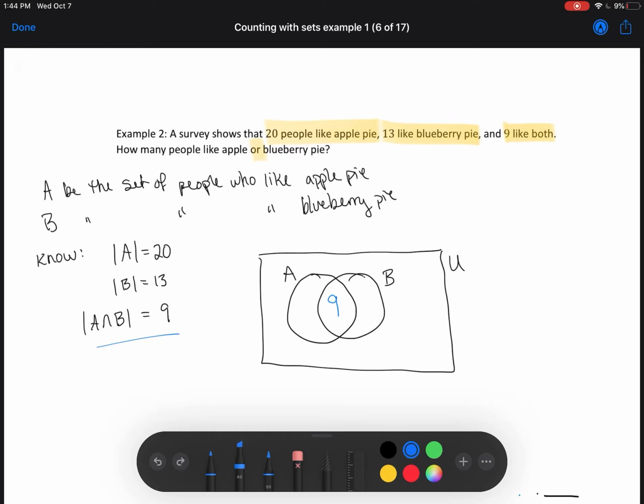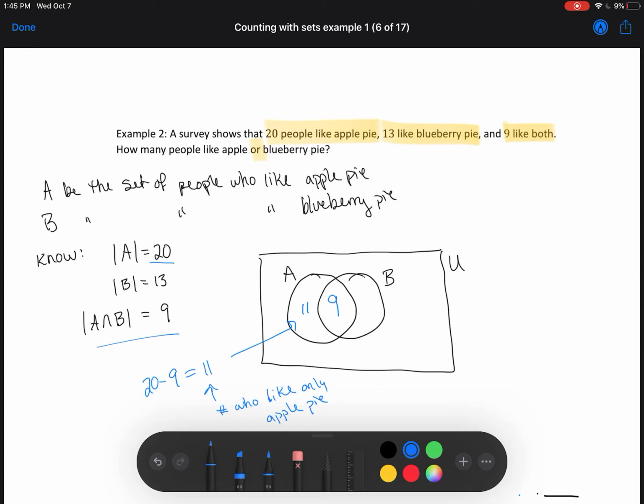All right, so how are we going to do that? Let's start with apple pie. Since there are 20 people total that like apple pie, we also know that there are 9 who like both. So for the number that goes right here, we have to subtract the people who like both types of pie to get the people who like only apple pie. All right, so we'll put an 11 right there.